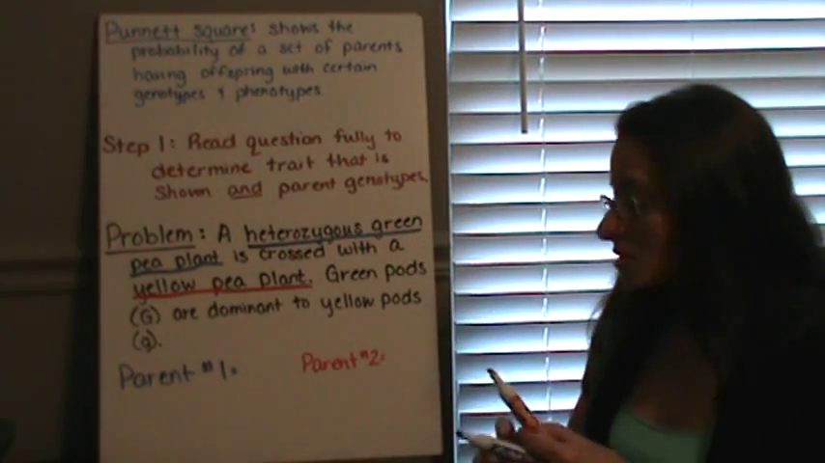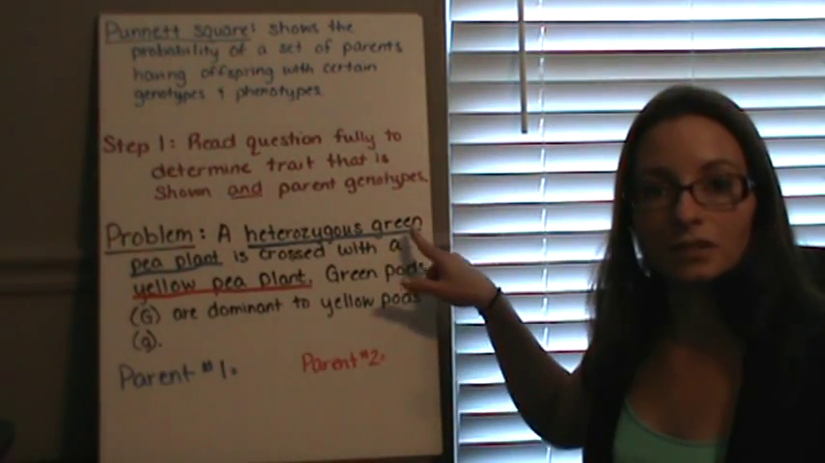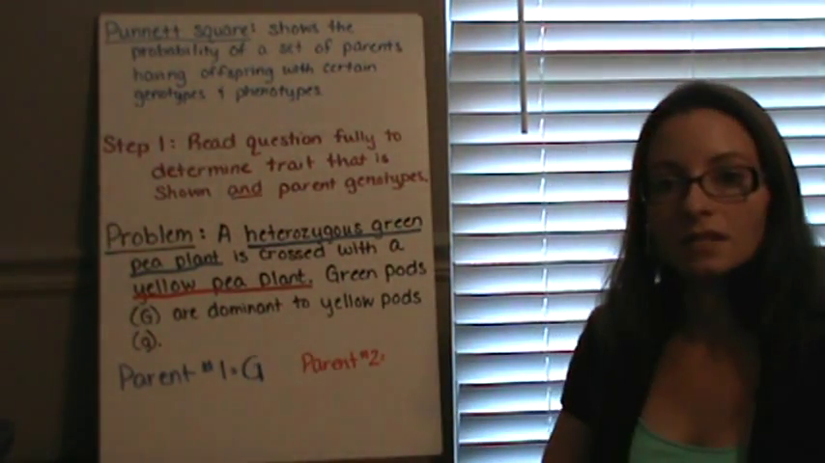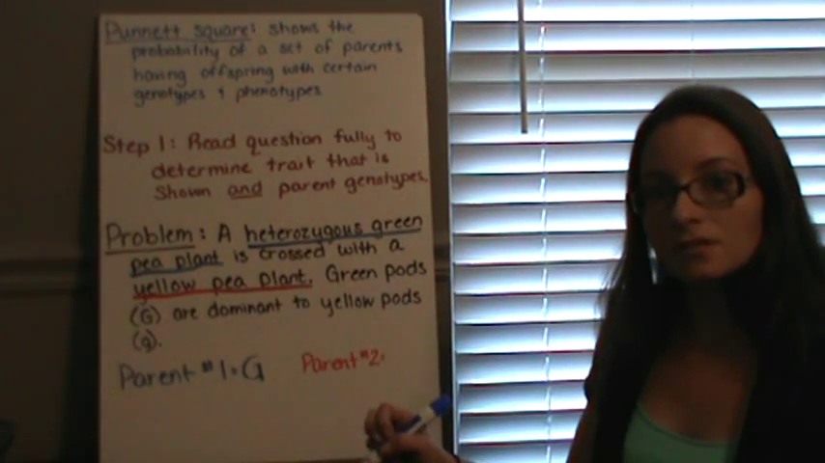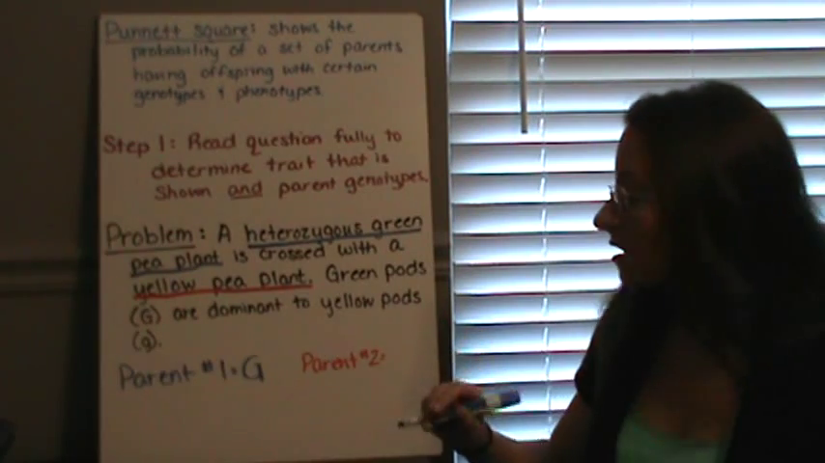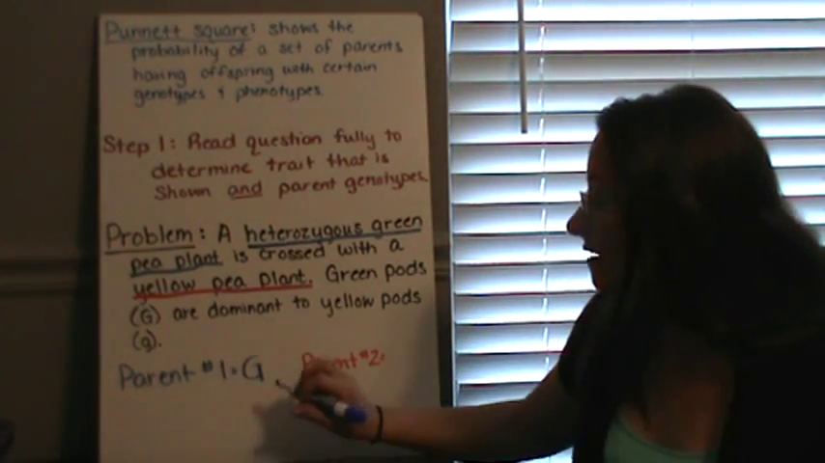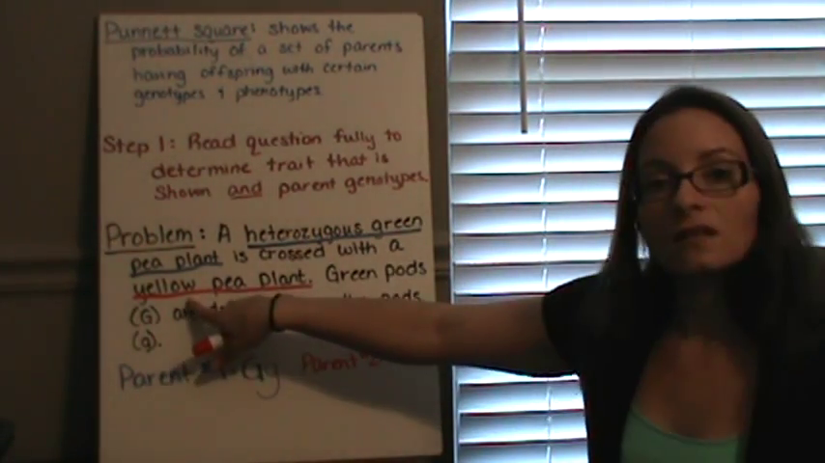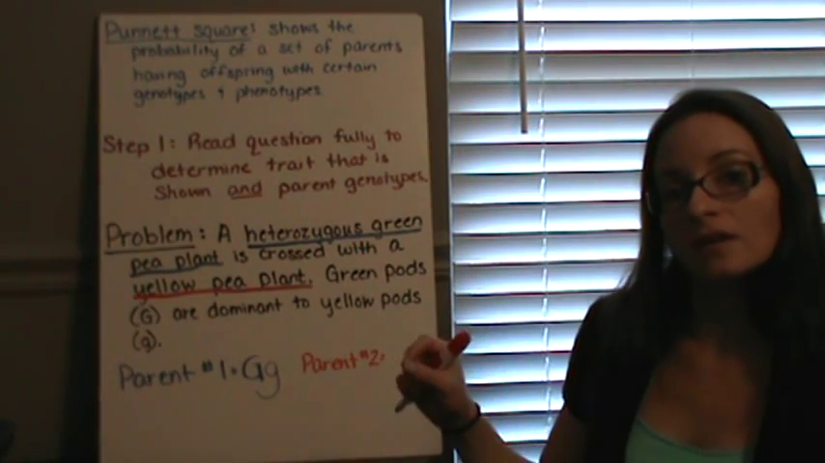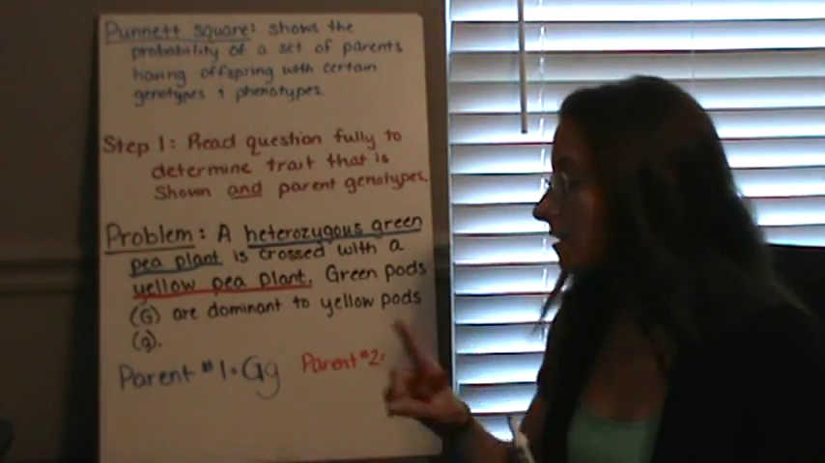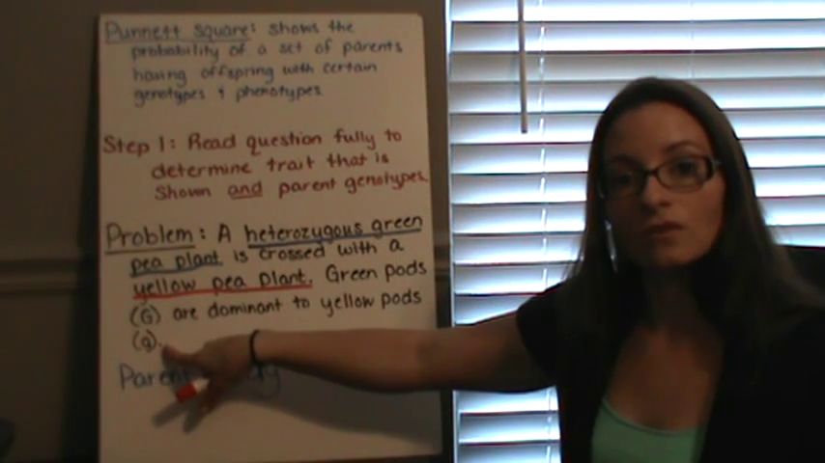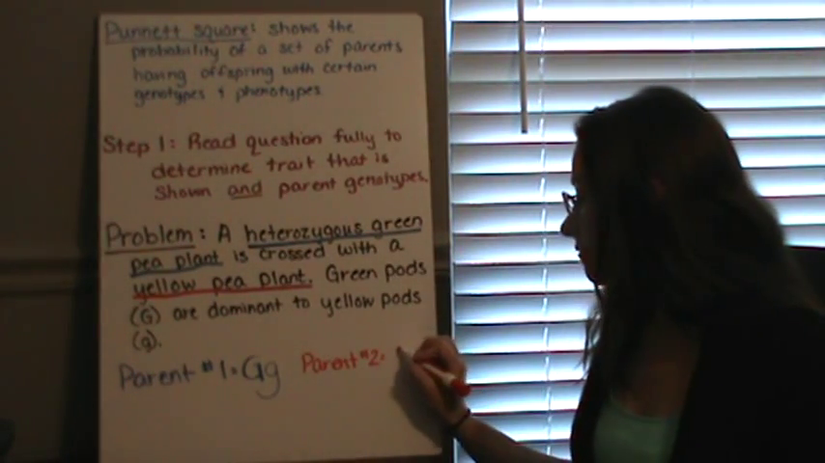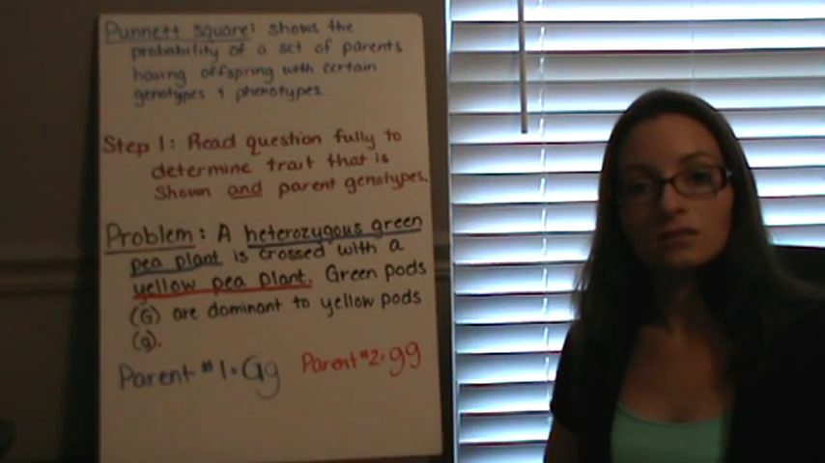Okay? So parent number one is heterozygous green, which means it has to have a green, so a big G allele, but it's heterozygous. Because it's heterozygous, it has two different alleles, so it must have a big G and it must also have a little g, or a yellow allele. Parent number two is yellow. Now it doesn't say whether or not it's homozygous or heterozygous, but your key here is that yellow is recessive, so the only way to show yellow is if it has two yellow alleles. So parent number two must be little g, little g.